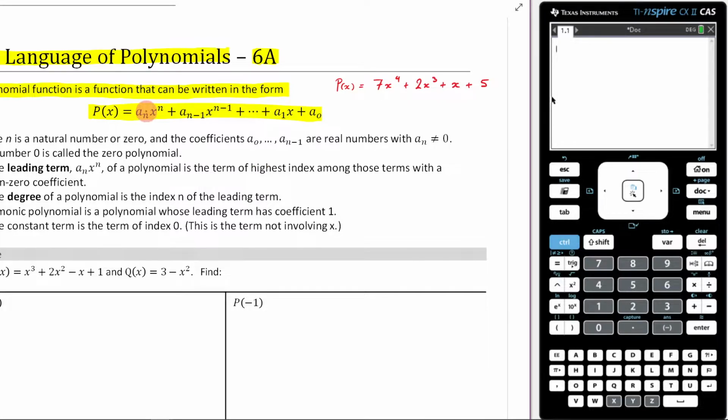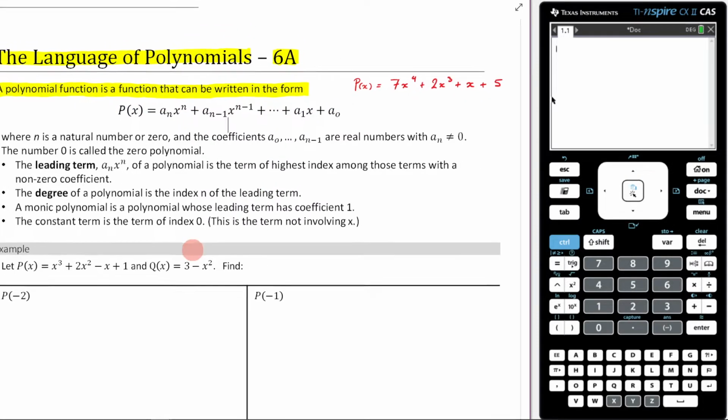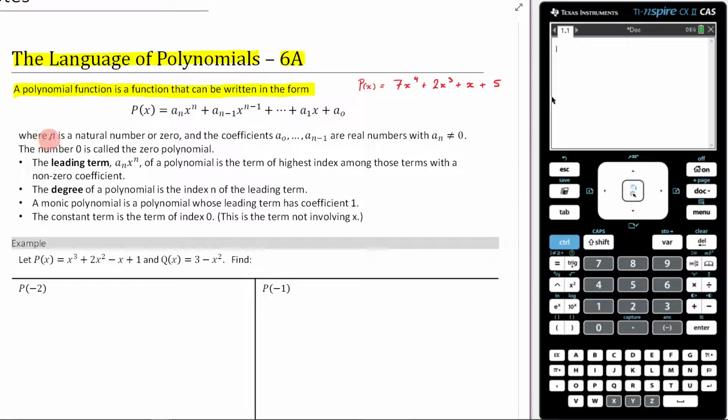So as you can see here, this a of n and this a n minus 1, these are all of our coefficients. And then, of course, our x is being raised to a certain number each time. Let's now read through what each of these are saying. It says, where n is a natural number, or 0, and the coefficients a0 all the way to a n minus 1 are real numbers where a of n cannot be equal to 0. The number 0 is called the zero polynomial.